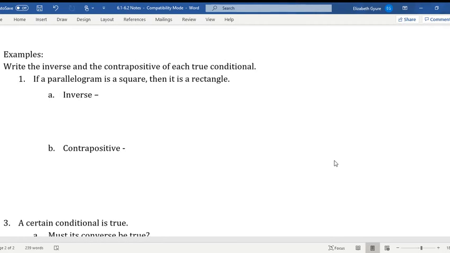All right, so some examples: write the inverse and the contrapositive of each true conditional. So this is just practicing writing it. I have faith that we can do this. However, if we can't do the basics, then we certainly can't do the hard stuff.